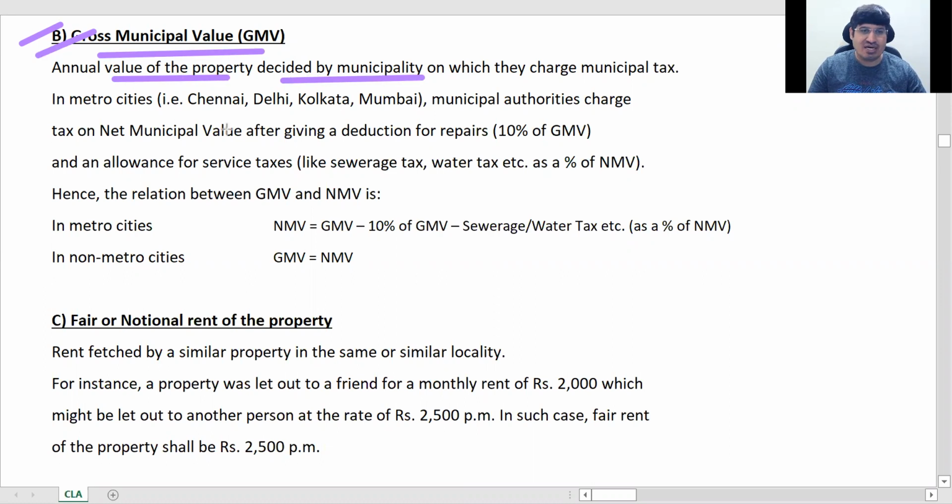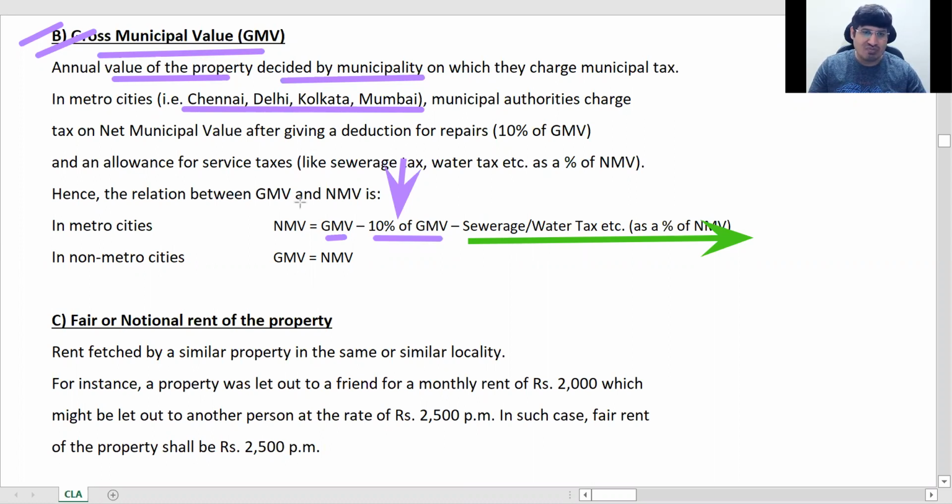Right. So, and here I told you, for metro cities, basically you have gross municipal value, then you are given 10% deduction. Okay. They give 10% deduction, and on this value, they charge water and sewerage tax. Okay, on this value, water and sewerage tax. Okay, so for this, I'll just show you an example.